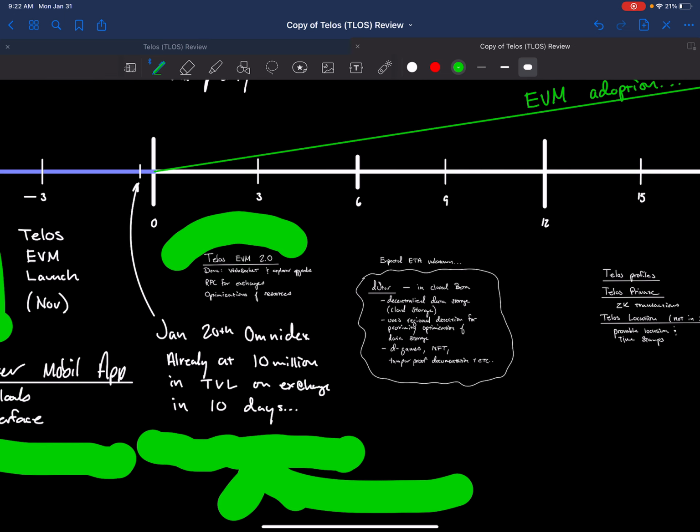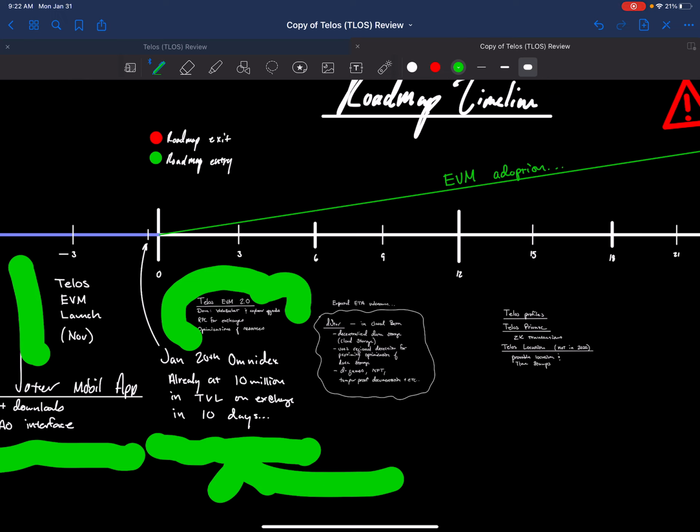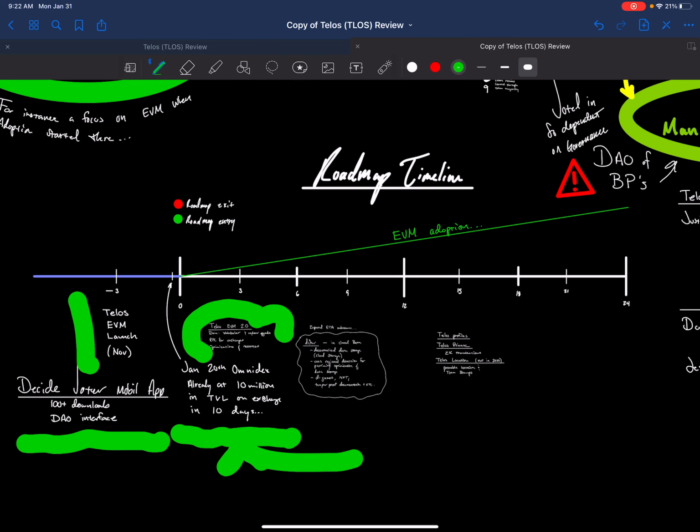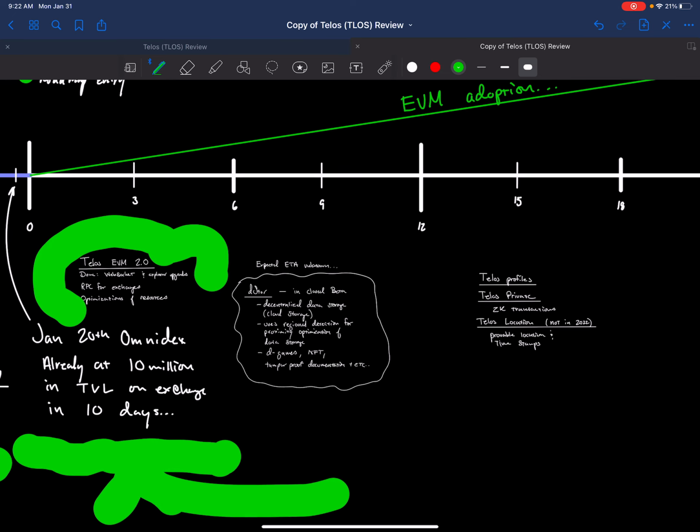So what they're completing now, as far as their timeline, is Telos Ethereum virtual machine 2.0, which is just upgrades to the Ethereum virtual machine on it now. And what they completed recently was WebSocket and Explorer upgrades, but they're going to do RPC for exchanges and optimizations, etc. And they're putting their work in there because that's where the adoption's happening for Telos.